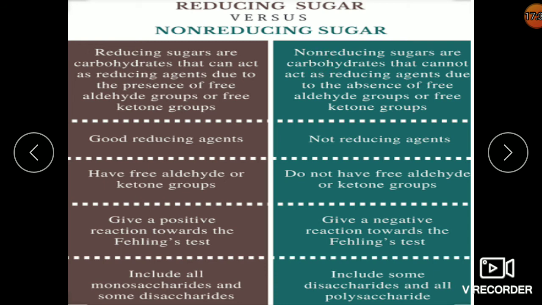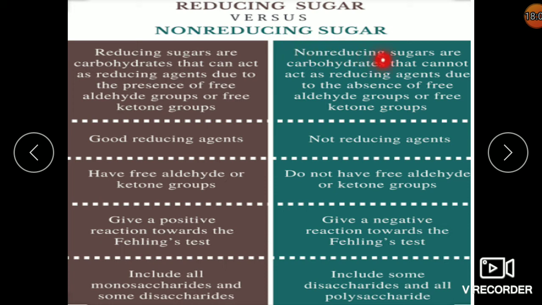Now what is a reducing sugar? As the name suggests, they will be reducing in nature. They are reducing agents. Now why do they act as reducing agents? Because of the presence of a free aldehyde group or ketone group. Okay, so reducing sugars are good reducing agents. Their reducing property comes from the free aldehydic and ketonic group present in them.